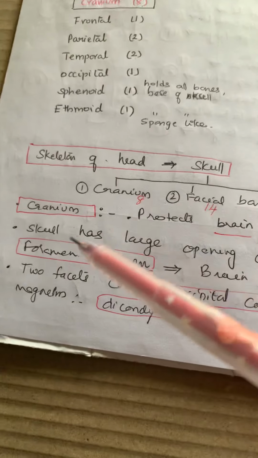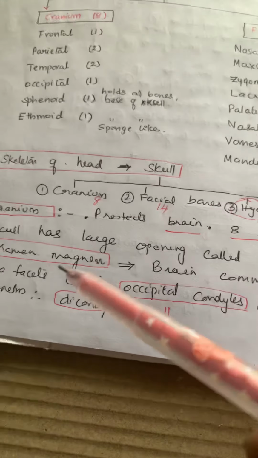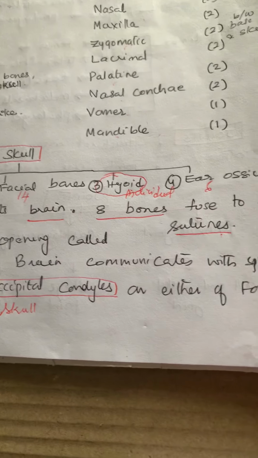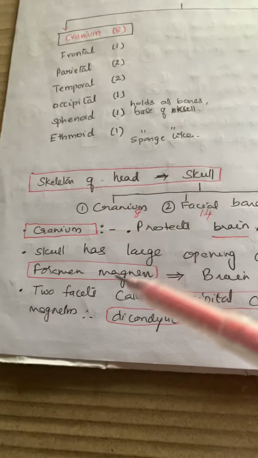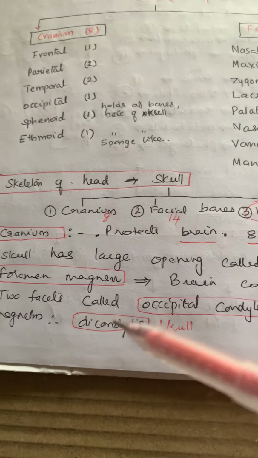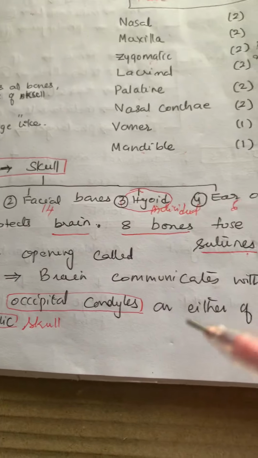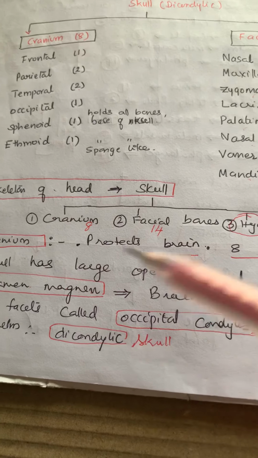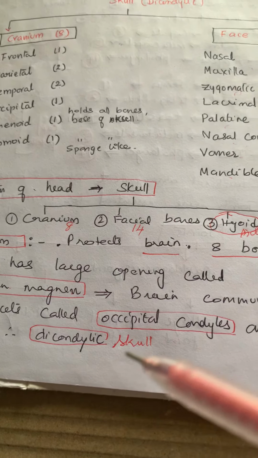cartilage, and skull has large opening called foramen magnum, through which the brain communicates with the spinal cord. So that is the foramen magnum, that is the opening. And next, two facets are present which are called occipital condyles on either side of the foramen magnum. So because of the presence of two condyles, it is called dicondylic skull.